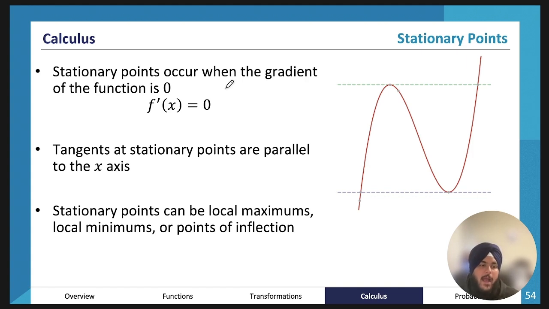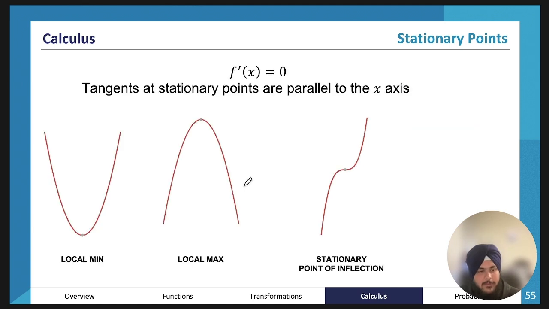So tangents at the stationary points are parallel to the x-axis. And that makes sense as well. If you have a gradient of 0 at a stationary point, your tangent is obviously going to just be a straight line, so it's going to be parallel to the x-axis. We can have 3 main types of stationary points. We can either have local minimums, local maximums, and also points of inflection. So most of the time, questions will be concerned with local maximums and local minimums.